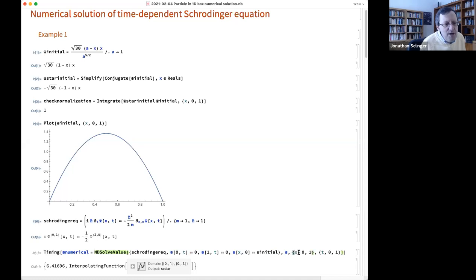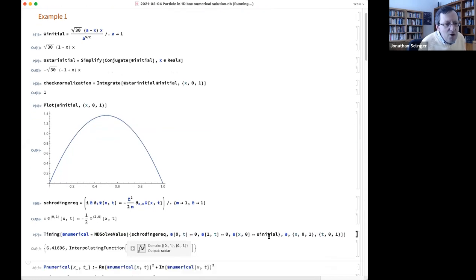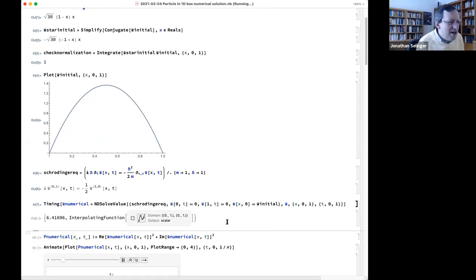And I want to solve it on the domain where x goes from 0 to 1 and time goes from 0 to 1. And then this extra Timing thing on the outside is just saying I want Mathematica to keep track of how much time it takes for the computer to solve it. So here it goes. Come on, can you do it? Let's find out.